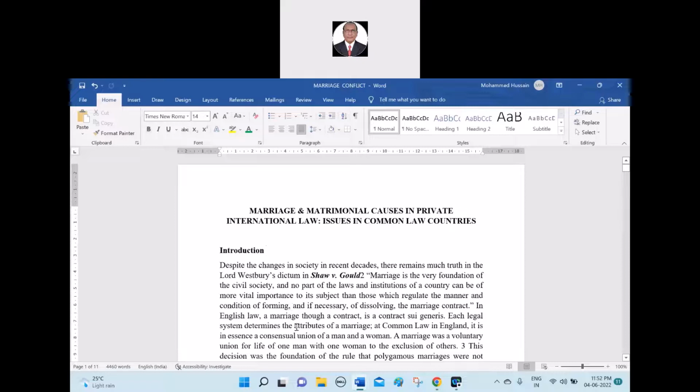Of course, when you marry, there are certain conditions. What are the conditions for essential validity of marriage in Tanzania? Anyone?